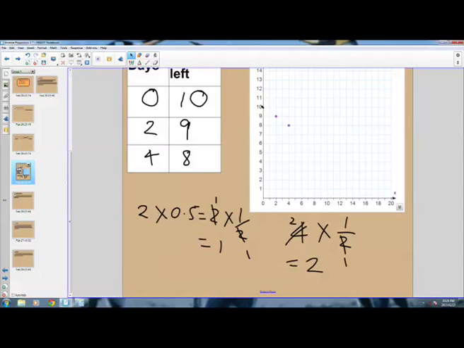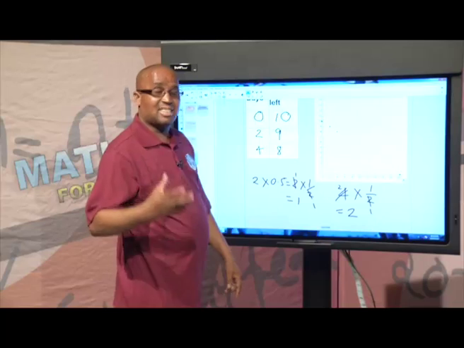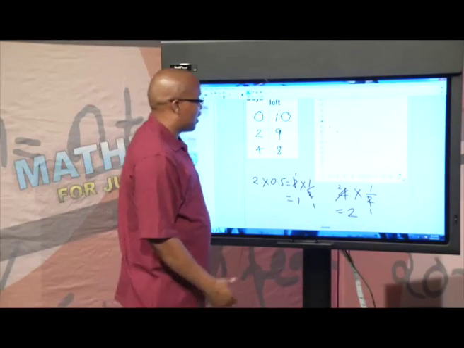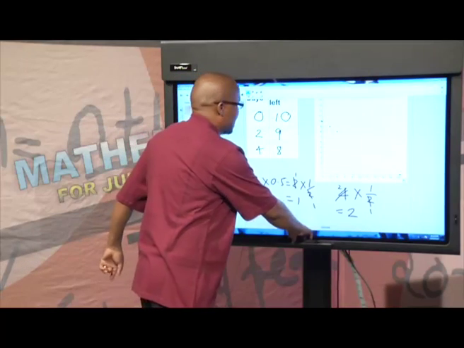Right, the point 4, 8. Now we are to draw the line passing through the 3 points. This point is 0, 10, and then the point 2, 9, then the last point is 4, 8. Just take a ruler and then draw a straight line. But to check if your line will be straight, we can always choose the next point.